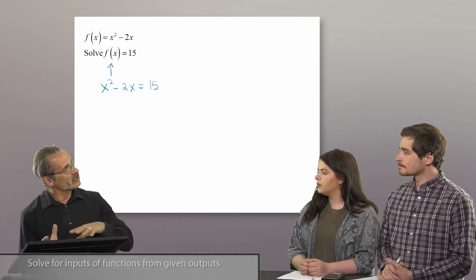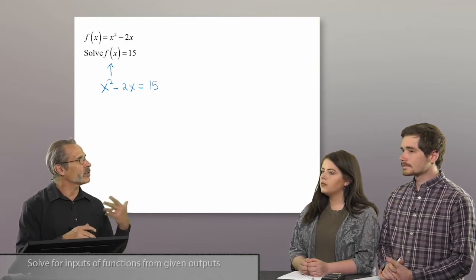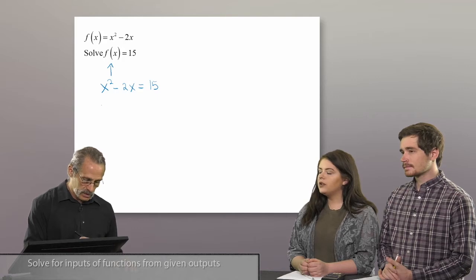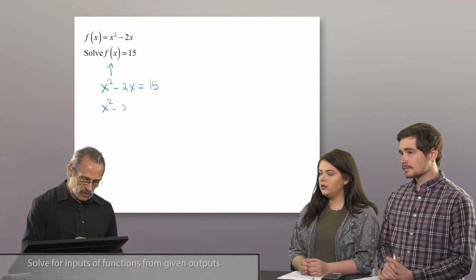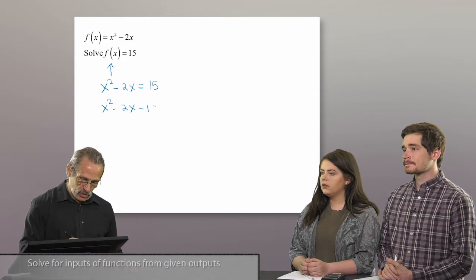So I want to go ahead and set the equation to 0. What am I driving at? What's my first step? So you would subtract 15. Okay, let's subtract 15 from both sides of the equation.